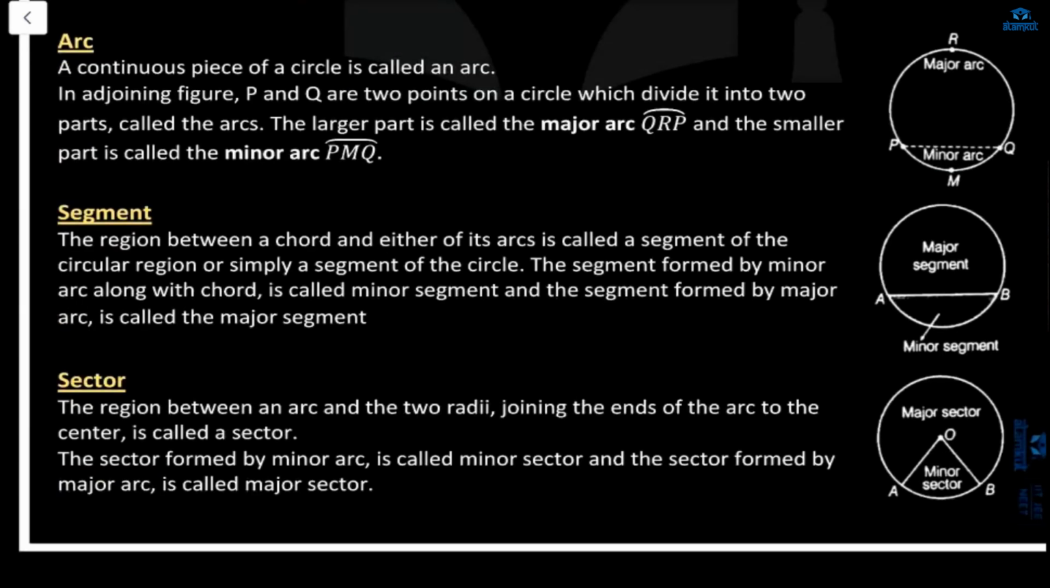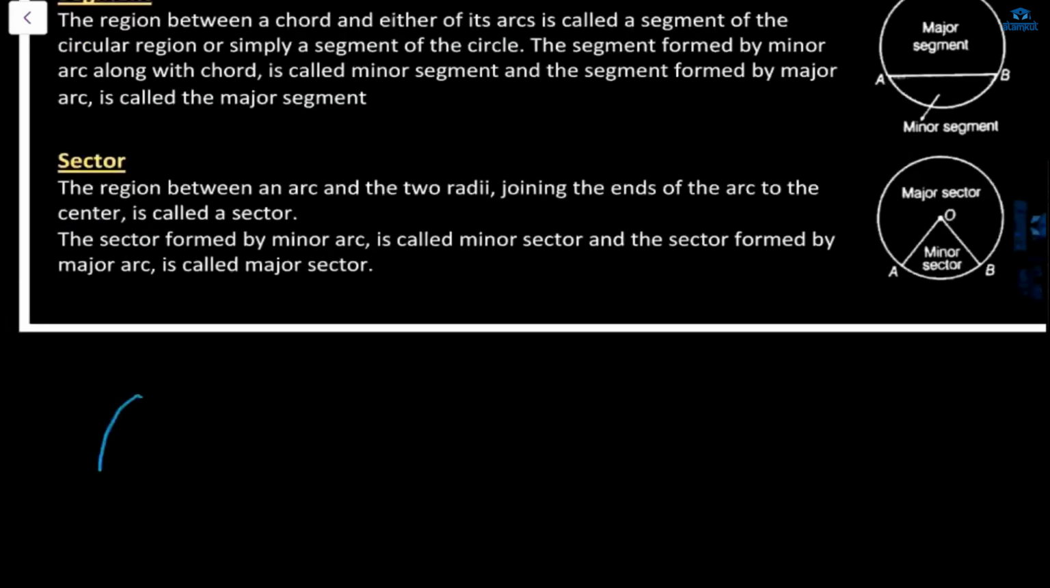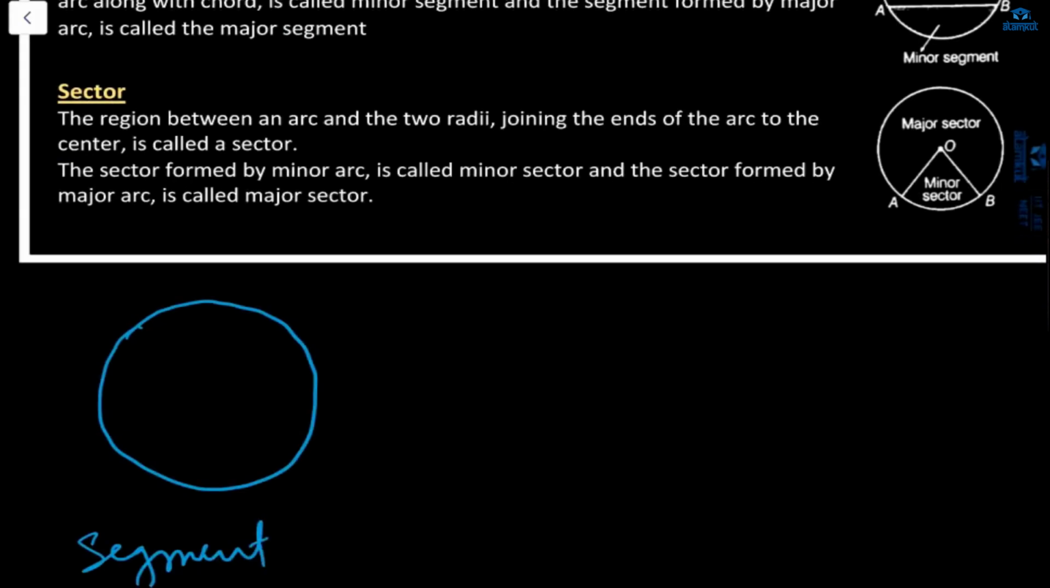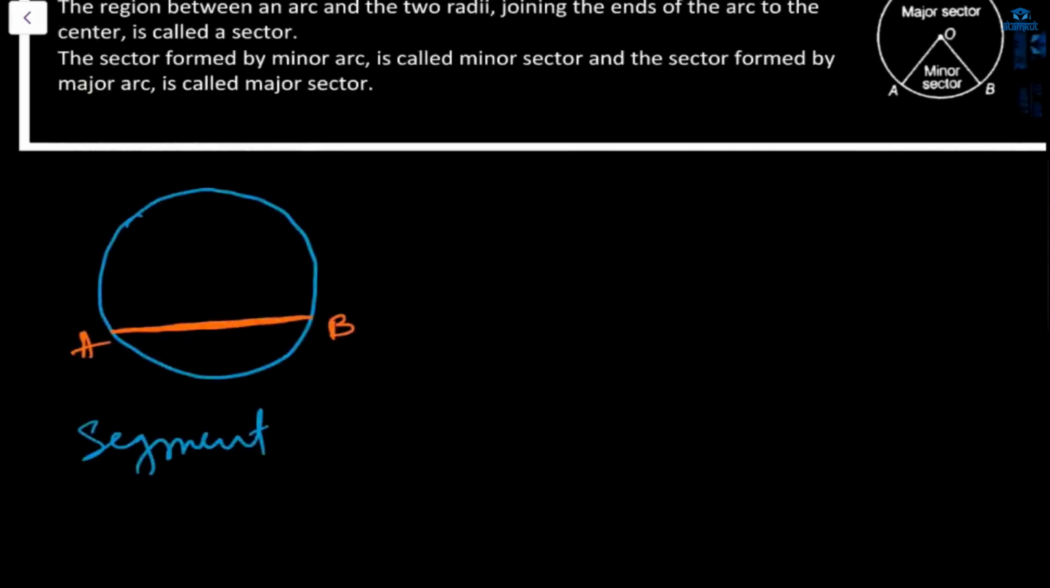Similarly, segment. Now, what is a segment? A region between a chord and either of its arcs is called the segment of the circle, okay. I'll show you here. Now, if you are drawing a line from here, what is this? This AB is a chord, okay. It is joining two points on the circumference. So this is a chord, and this below portion AB is an arc. AB is a chord, and if I mention here Q, then AQB is an arc, okay.